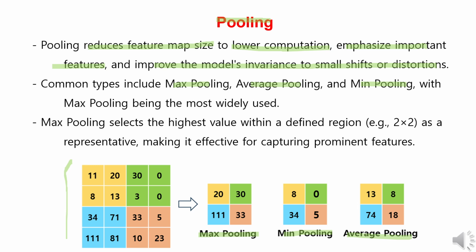Among these, max pooling is the most widely used. In max pooling, for example, we often use a 2 by 2 region as a window. We look at the values in that small region and select only the highest one to represent the entire region. This approach is effective because it tends to capture prominent features in the image.